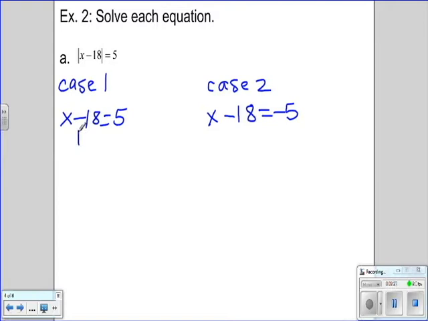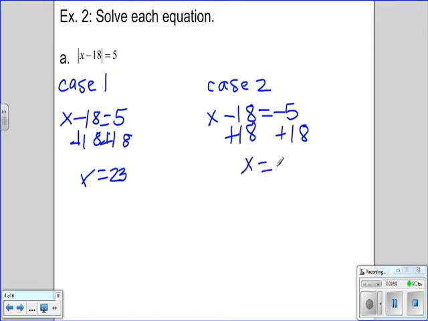So I'm going to add 18 to positive 5. And in case 1, x equals 23. Okay, over in case 2, we said that x minus 18 could equal negative 5. So I'm going to add 18 to negative 5. And x is equal to positive 13. Okay, so our solutions in this case are both positive.